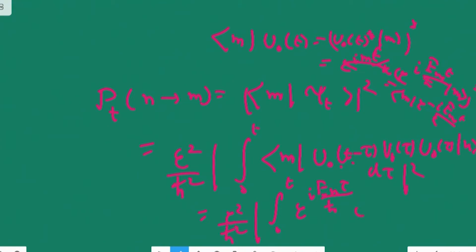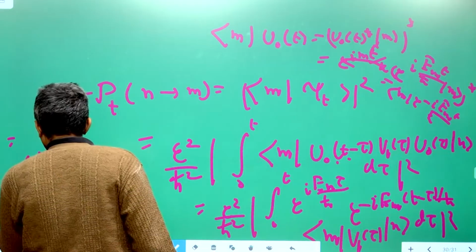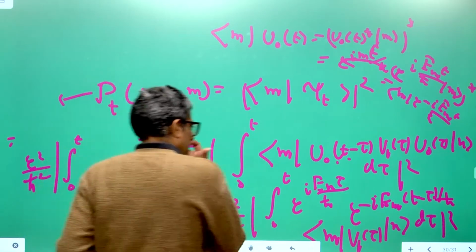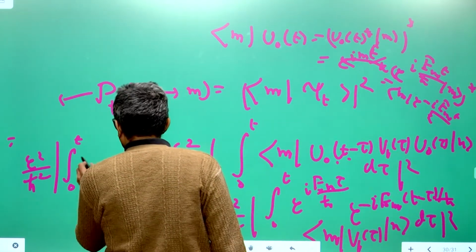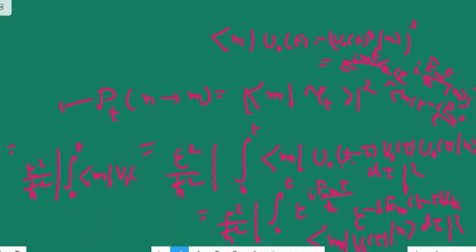So, here you will get e power minus I e m t minus tau by h cross multiplied by the matrix element of the perturbing potential. This is also called Fermi's golden rule. So, d tau square. So, in effect you are taking the Fourier transform of the matrix element of the interaction potential energy. You can write this same thing as E square by h square times the magnitude of the integral from 0 to t. Now, this e power minus I e m t will come out as a factor whose modulus is 1, it will come out of the integral. So, it can be written as simply m v1 tau n multiplied by e power I e n minus e m tau by h cross d tau square.